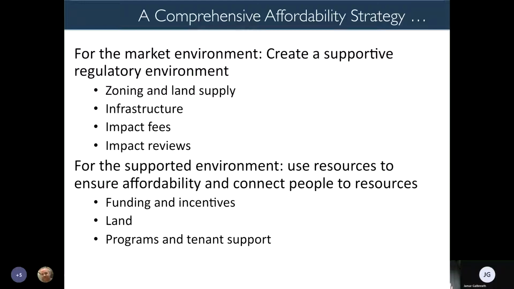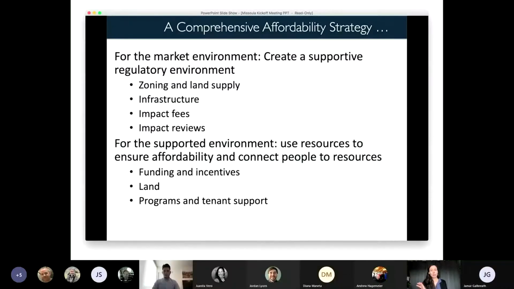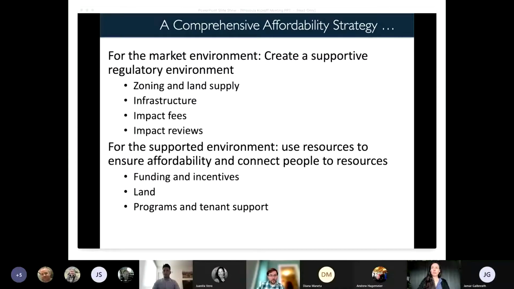So I'm going to pause for just a minute and see if there are any questions about that. Very quick high-level flyover to just kind of get us grounded in some of the fundamentals of what affordability strategies can look like. Is anybody doing the hand raise or any questions? No, I hope I didn't just overwhelm everybody.